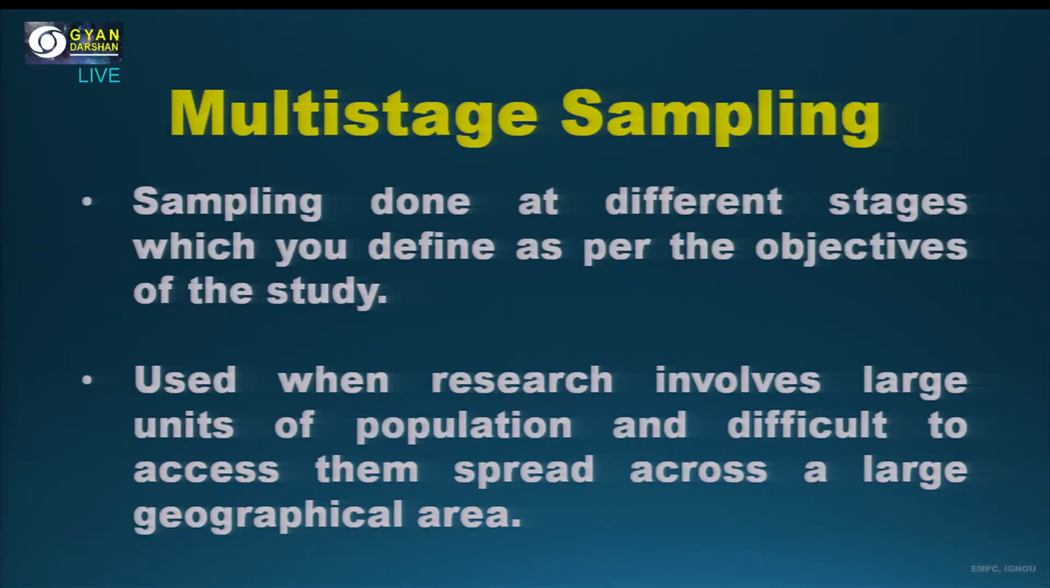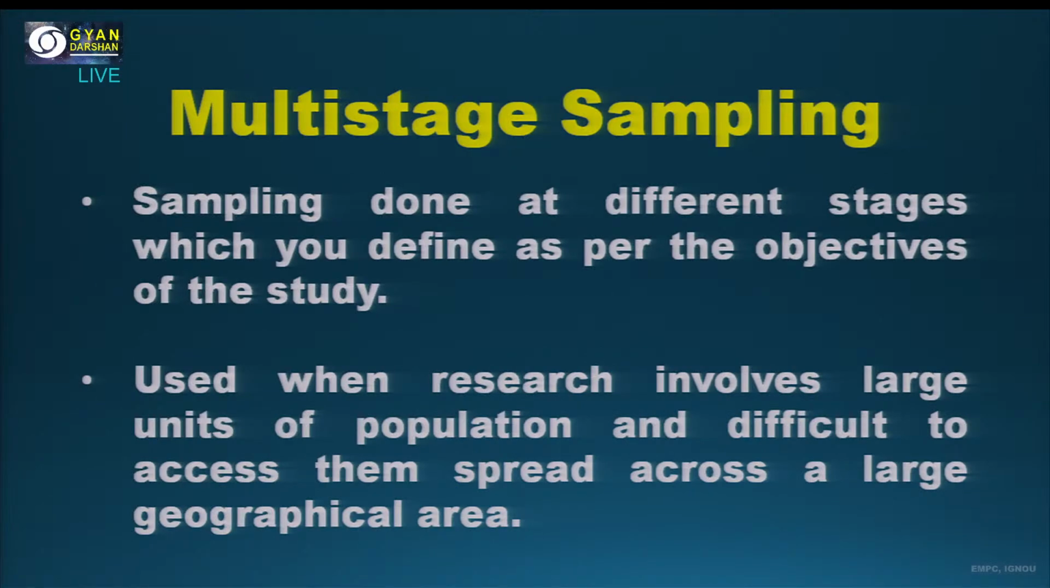And the last one is multi-stage sampling. As you see, sampling is done at different stages which you define as per the objectives of the study. Let me give you a small example. If you are working on IGNOU students, you can have north, west, east regions. From there you collect the data, then you go on to the regional centers, which is the next stage of data collection. Then you collect data from the study centers, then from the learners. So the east-west regions are one stage, regional centers another stage, and it goes on like that. At different stages you are collecting the data. This is multi-stage sampling. So these are the major types of probability sampling methods.